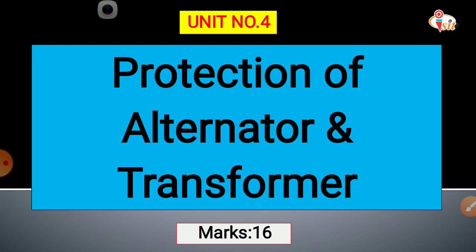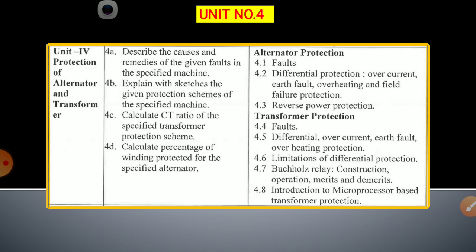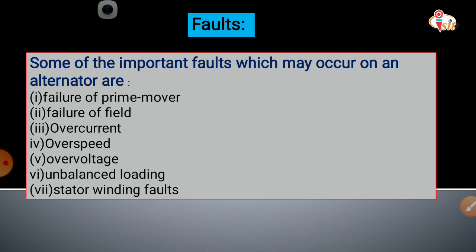In that we have started the first point, protection of alternator, and in that we have covered the different faults on the alternator. Some different faults which may occur on the alternator are failure of prime mover, then failure of field, overcurrent, overspeed, overvoltage, unbalanced loading, and the stator winding faults. Out of that, the stator winding faults are very dangerous. So these are the faults which occur on the alternator, and we have to protect the alternator against these faults.